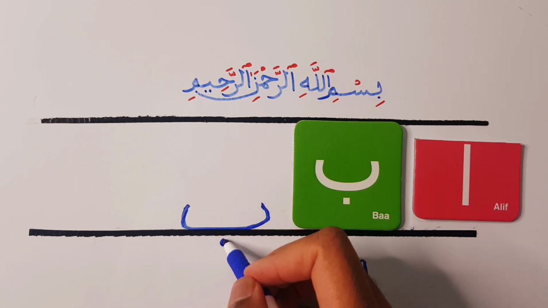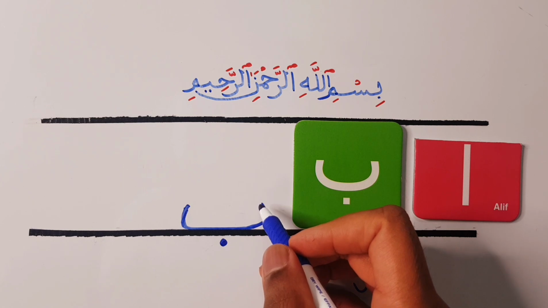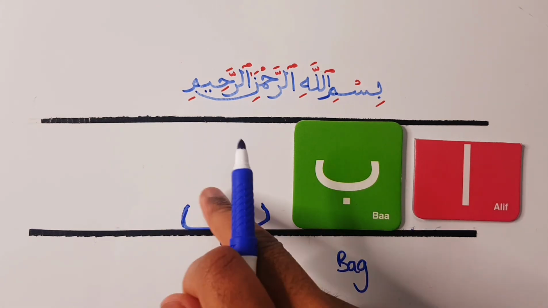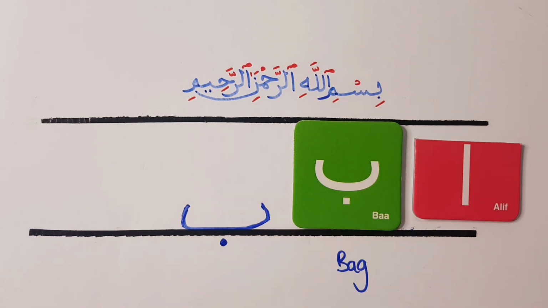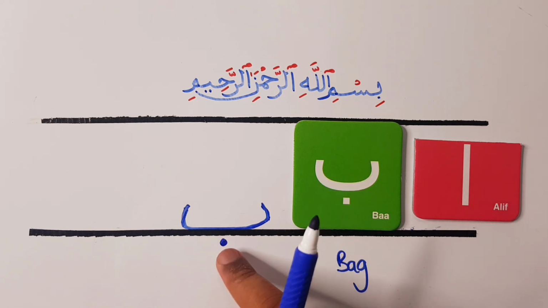Just like that. Ba. Getting this shape right is very important, because the next 2 letters follow the same shape. So ba has 1 dot at the bottom. 1 dot at the bottom. This is a good way to remember.